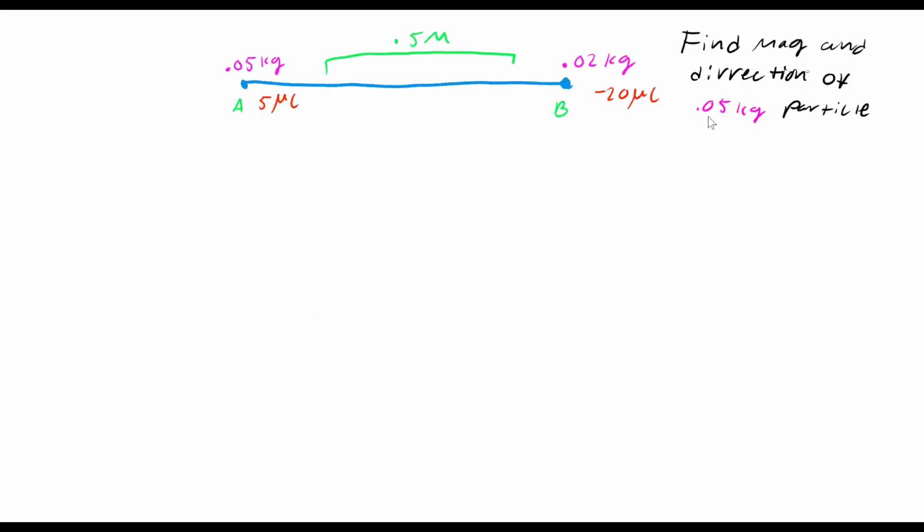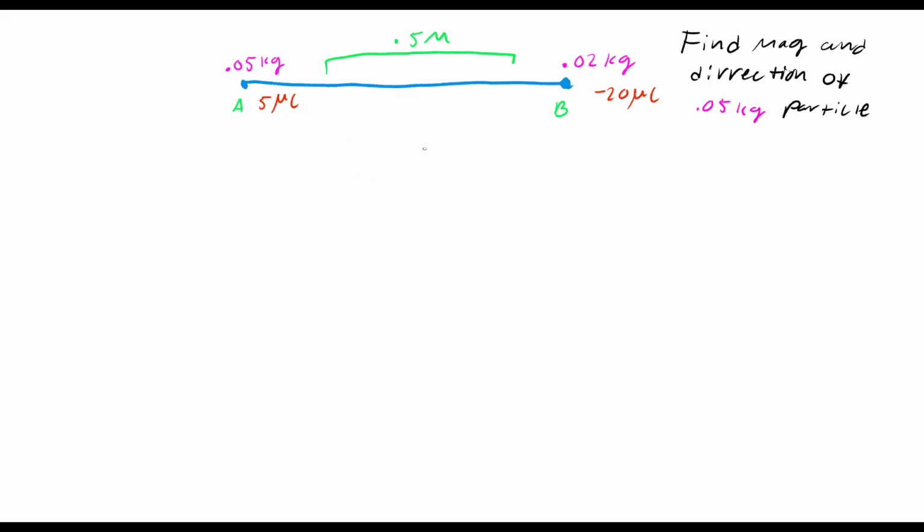Alright, so in this question we have two particles that are separated by half a meter. One particle is 0.05 kilograms, the other one is 0.02 kilograms. One of them has a charge of 5 microcoulombs, and the other one has a charge of negative 20 microcoulombs. We're asked to find the magnitude and direction of the force on this particle.